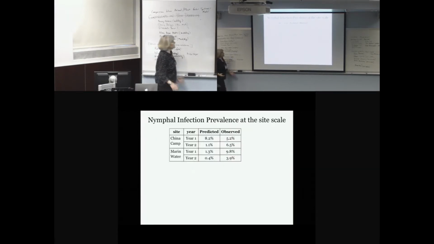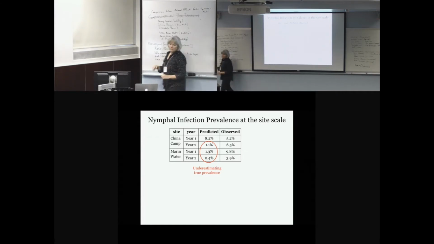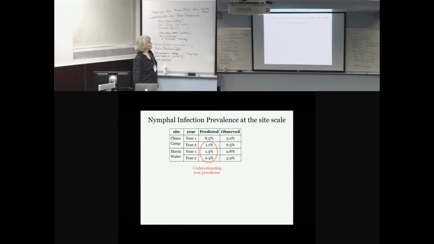If we look at the predictions of our model, for some reason we're underestimating the true prevalence. This is if we look at that sort of site scale. I look at China Camp State Park in a given year, or Marin Municipal Water District in a given year. Our model suggests that we are really underestimating the true prevalence in a number of cases. And you might ask why.